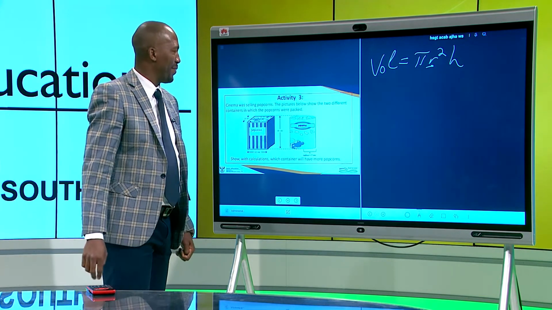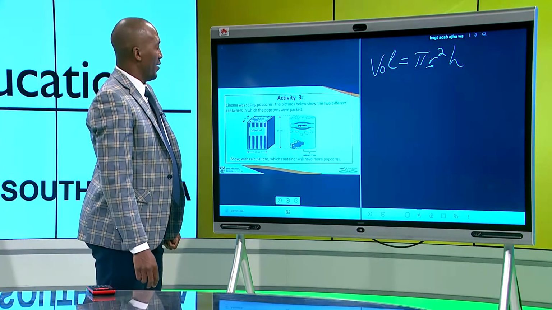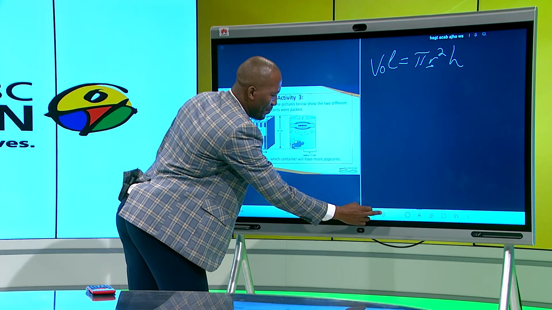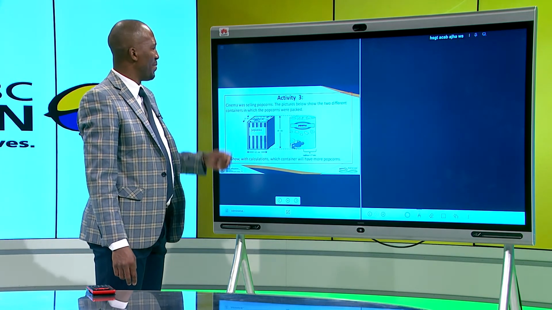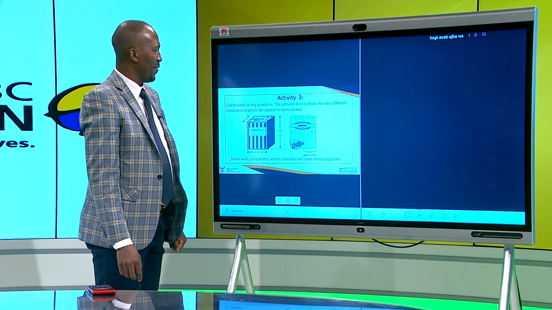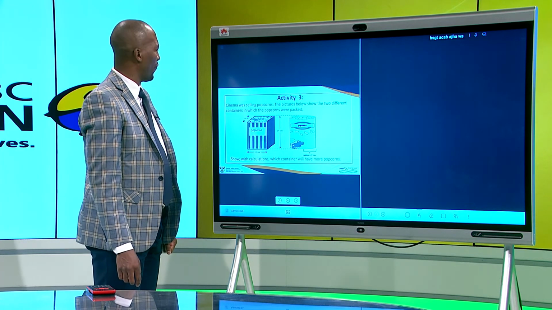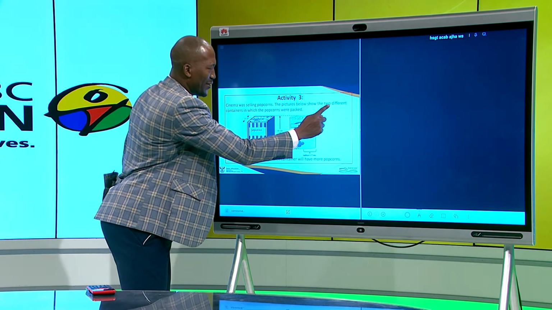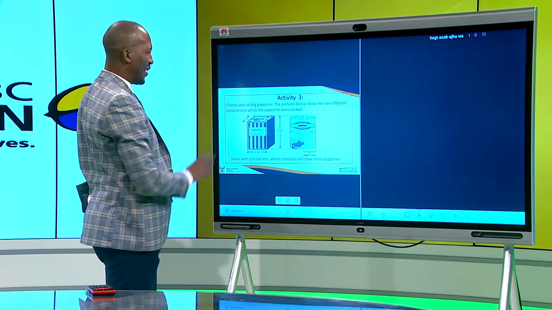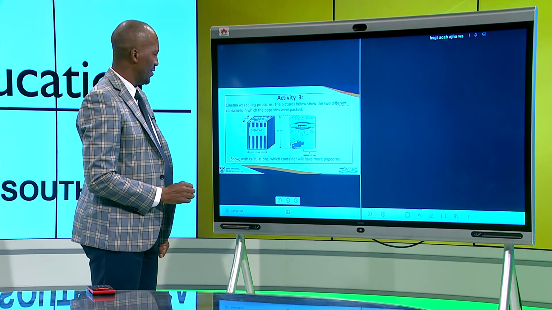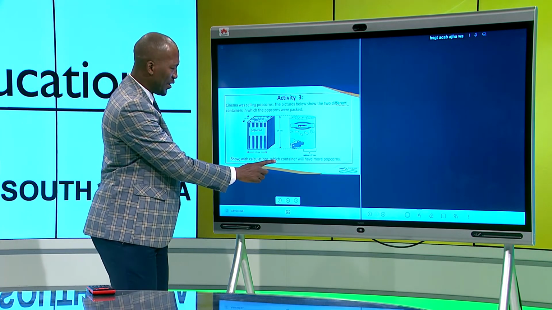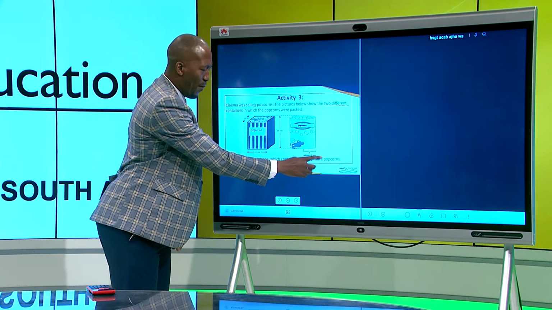Let's look at activity number 3, an exam type question. In an exam type question, they say, a cinema was selling popcorn. The pictures below show 2 different containers. What is important? 2 different containers, by just looking at the picture, in which the popcorn is packed. Show with calculations which container will have more popcorn.